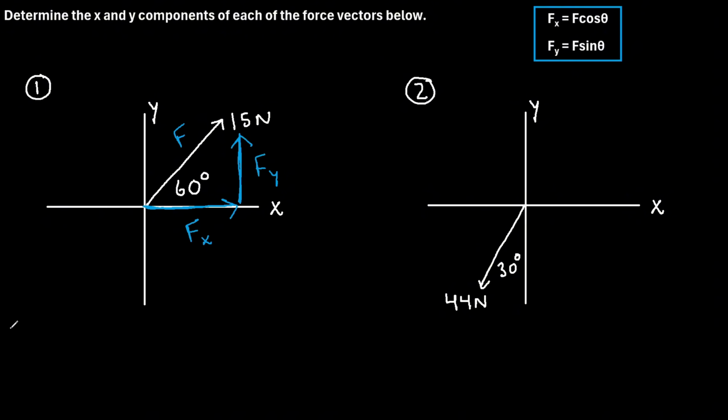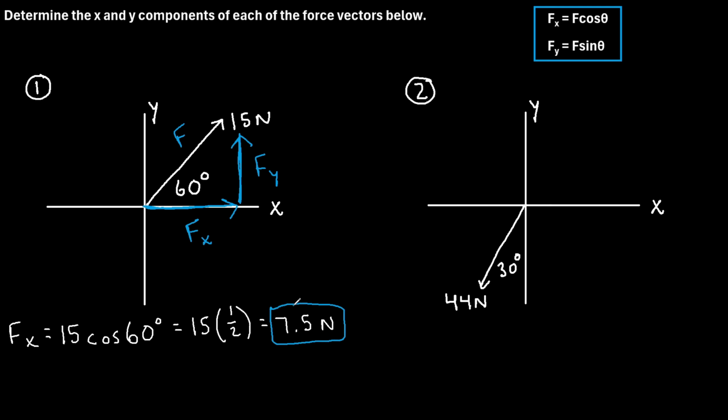So the x component, we'll say F sub x. That's simply equal to the magnitude, which we're told is 15. So we'll say 15 times the cosine of the angle. So the angle again is 60 degrees. So we get 15 times the cosine of 60 degrees. That turns out to be 1/2. So 15 times 1/2, that's equal to 7.5, and we'll say newtons. So the x component for this particular vector is 7.5 newtons.